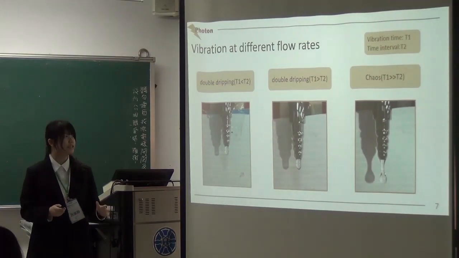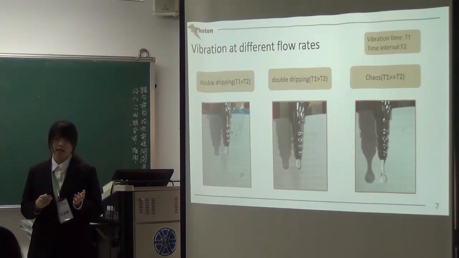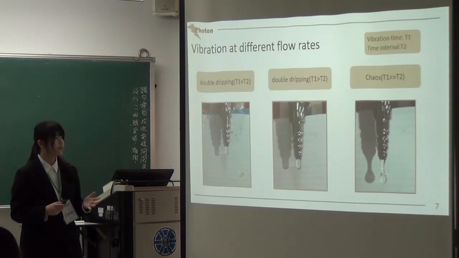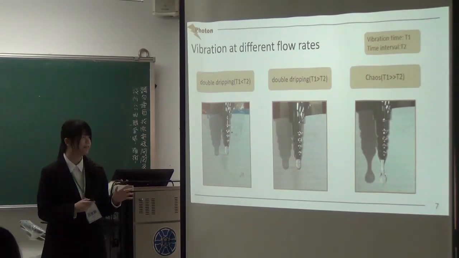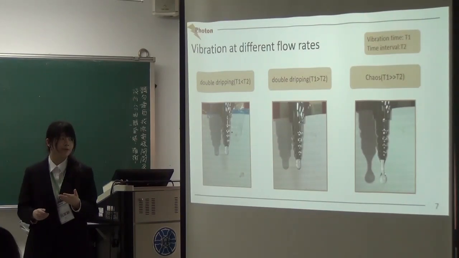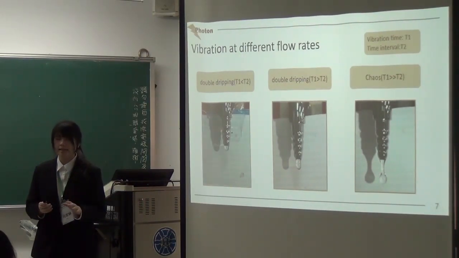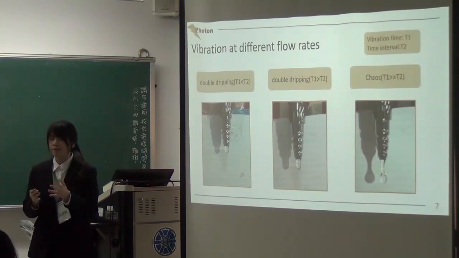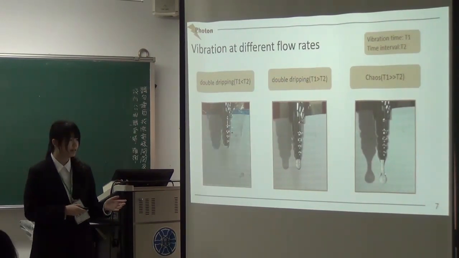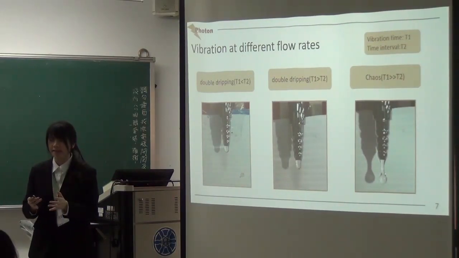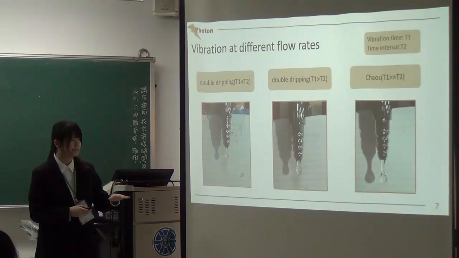So here is the vibration at different water flow rates. We call the vibration time T1, and the time interval T2. If the vibration time is less than the time interval, the primary droplet will not be affected by vibration and is very stable, like this. If the vibration time is greater than the time interval, the primary droplet will be affected by the vibration, like this. When the vibration time is much greater than the time interval, the droplet will have a cavity.